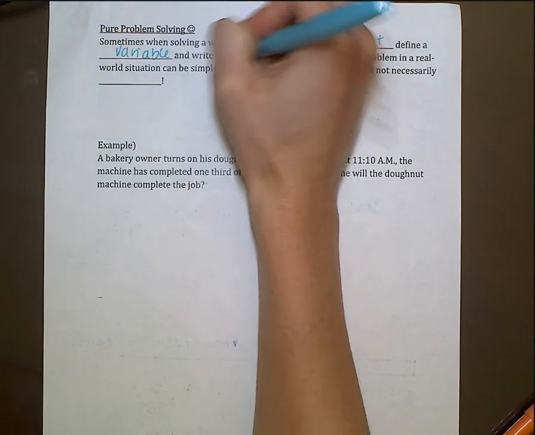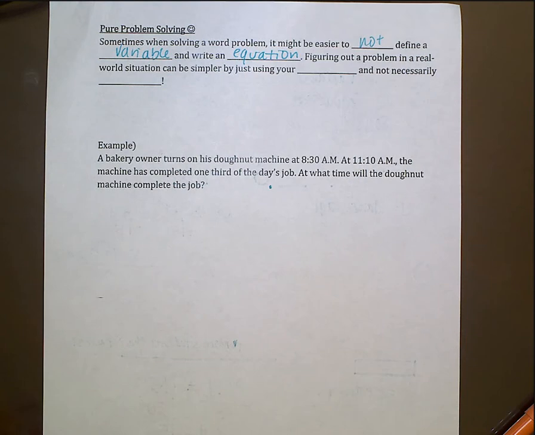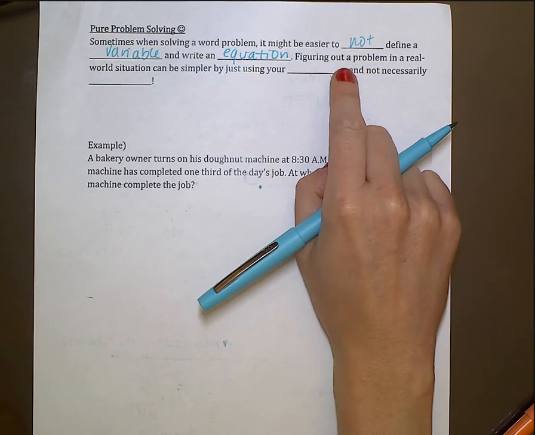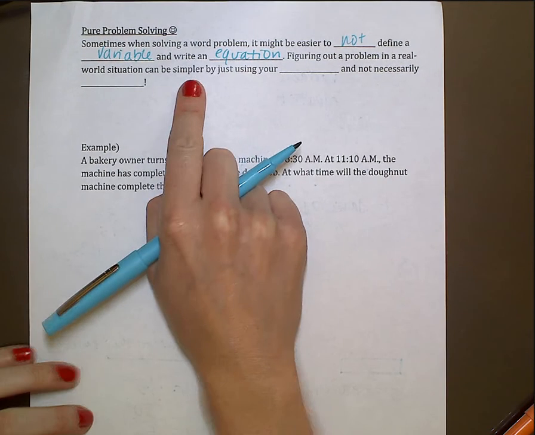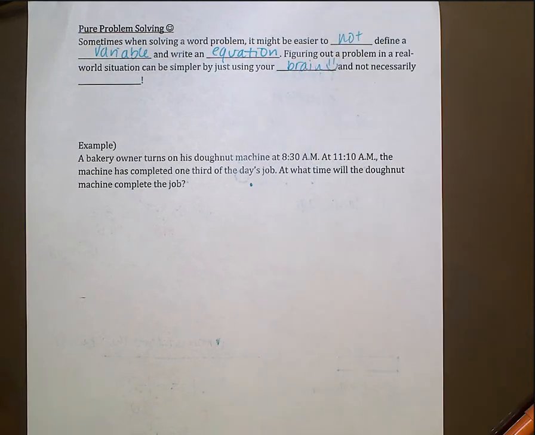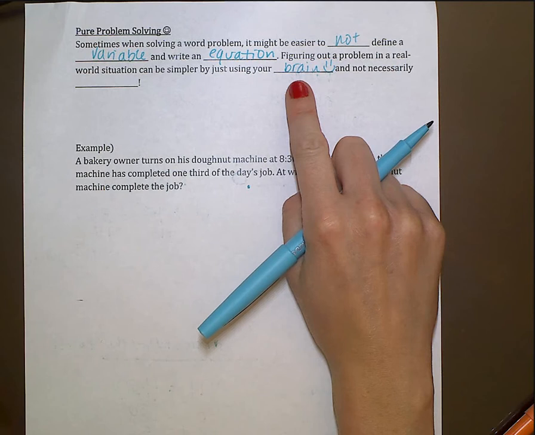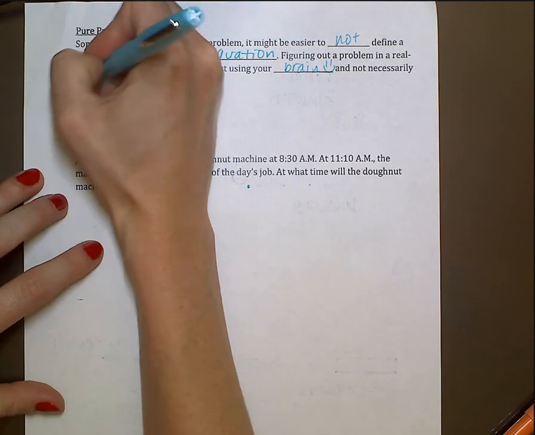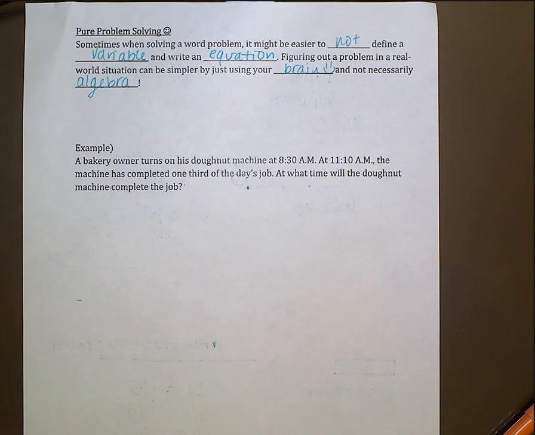I know, I'm totally contradicting what I said on the front side of your notes here. But let's be realistic, okay? If I'm in a situation in real life and I'm presented with a problem, I'm not going to be like, oh, hold on, give me my pen, I need to define a variable and I need to write an equation. That's not always realistic and it's not quick thinking. Sometimes it's easier not to do that. Figuring out a problem in a real world situation can be a lot simpler by, here's a thought, just using your brain. Smiley face. Sometimes just thinking through it and not necessarily using algebra skills is more useful and more realistic.